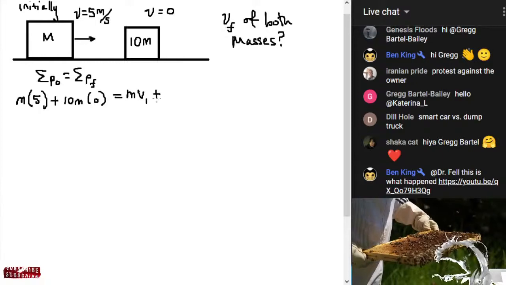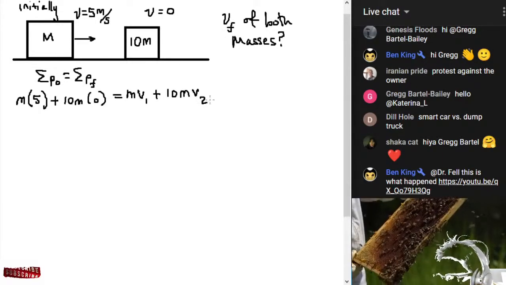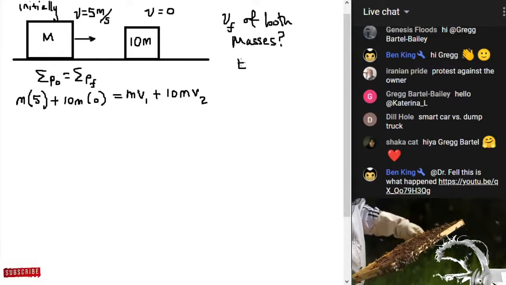Thank you. Plus 10m v2. So this will be an elastic collision.